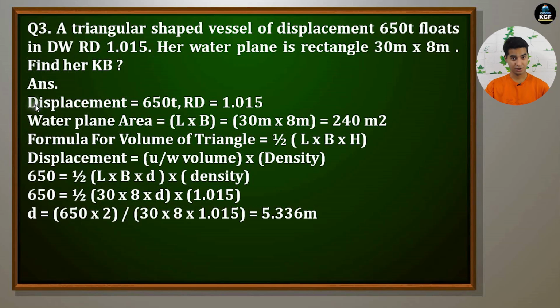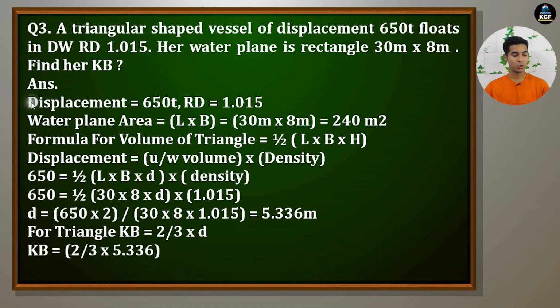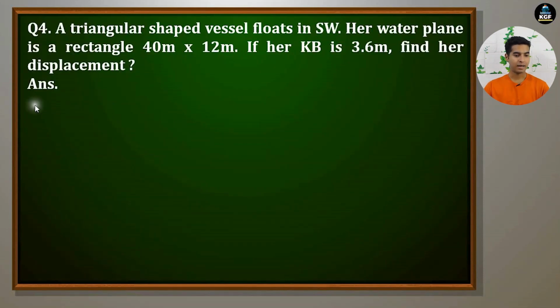Now the vessel is in triangular shape, so we will change the formula here. For triangular, KB will be 2 by 3 into its draft. So 2 by 3 multiplied by 5.336 will be equal to 3.558 meters, which will be the KB of this triangular shaped vessel.